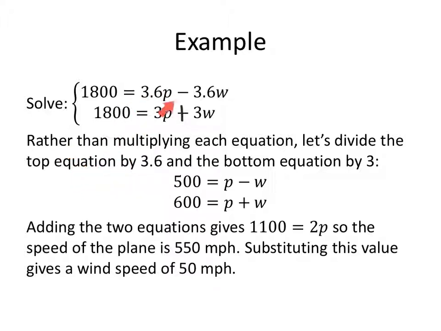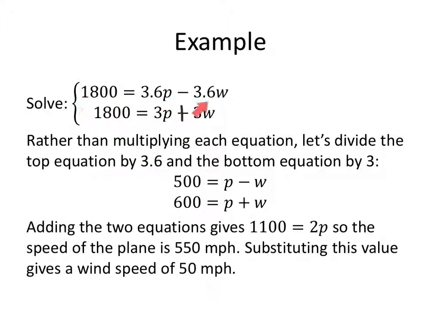Rather than multiplying each equation appropriately in order to make my W's the same value, only opposite signs, or whatever for the P's, I'm going to divide the top equation by 3.6, and I'm going to divide the bottom equation by 3, because multiplying by 1/3, same as dividing by 3, that's a legit trick. So we don't always have to make it bigger when we're trying to get equal coefficients and opposite signs. Sometimes we can make it smaller.